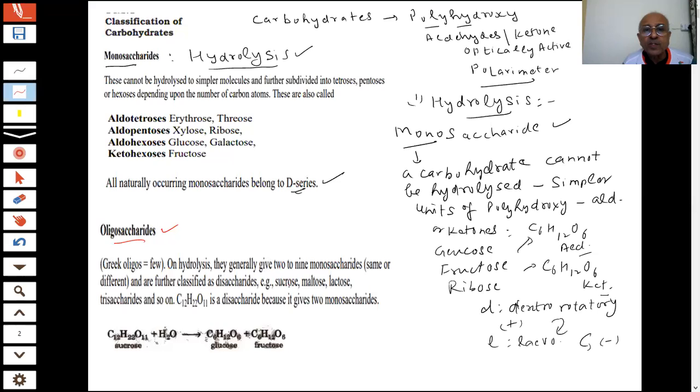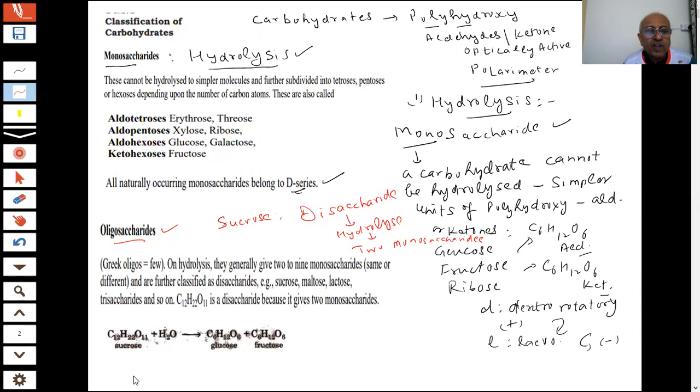For example, sucrose, maltose, lactose, and there are trisaccharides. Sucrose is a disaccharide. What does it mean? That on hydrolysis it will produce two molecules of monosaccharides. What is the meaning of a disaccharide, students? If I hydrolyze this, it will produce, di means two, monosaccharides. It is actually a condensation product of two monosaccharides.